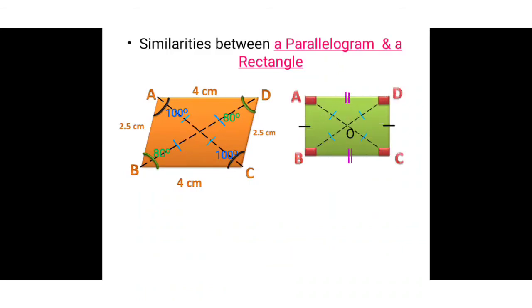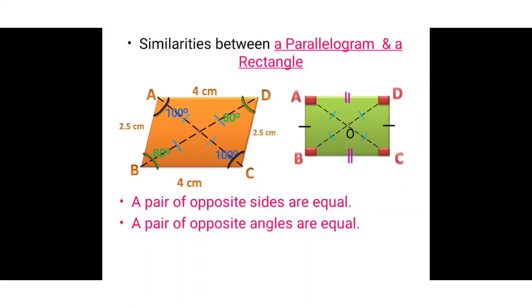Let us look at the similarities between a parallelogram and a rectangle. So we have two geometrical shapes here, both are quadrilaterals. Let us look at the similarities. Now in both the quadrilaterals, we have opposite sides that are equal. In both the quadrilaterals, we have opposite angles that are equal, as well as diagonals that bisect each other. So these are the similarities between a parallelogram and a rectangle.